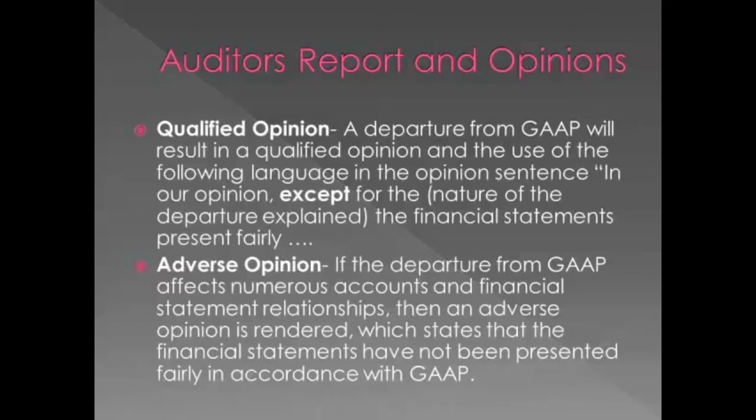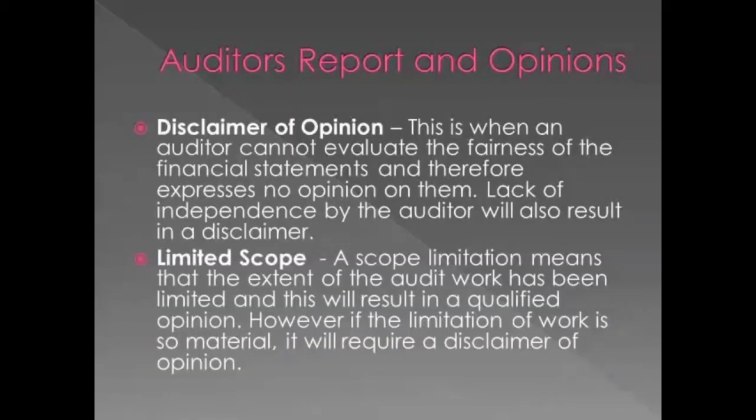Now, some of the ones to be nervous about: adverse. If departure from GAAP affects numerous accounts and financial statement relationships, then an adverse opinion is rendered. This states the financial statements have not been presented fairly in accordance with generally accepted accounting principles. A couple other ones are a disclaimer, okay? This might be lack of independence by the auditor. They just don't want to make an opinion at all. And then there's a limited scope, which basically says, look, we really couldn't get enough information from them. We couldn't do enough work to really give you an opinion.